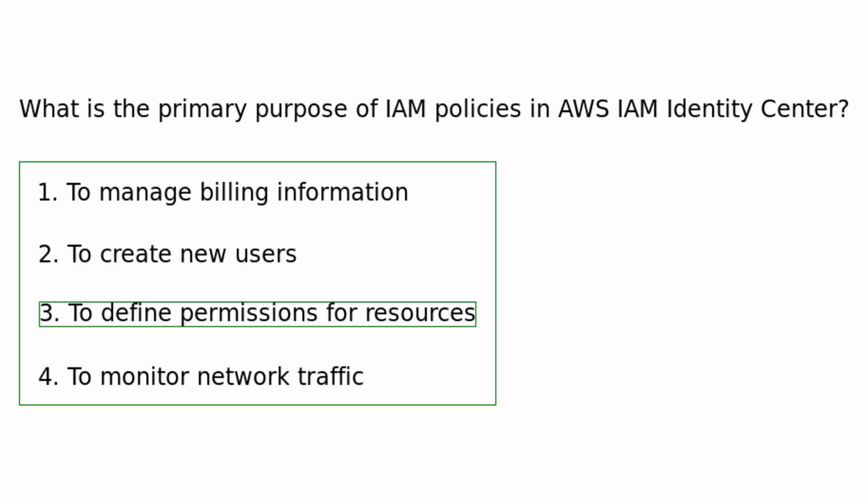The primary purpose of IAM policies in AWS IAM Identity Center is to define permissions for resources, specifying what actions a user, group, or role is allowed or denied on specific resources.